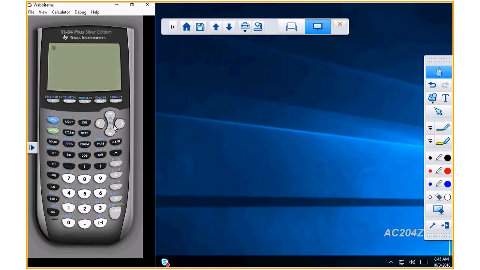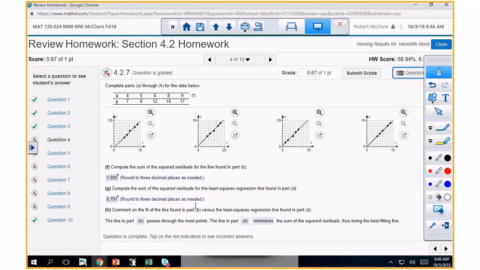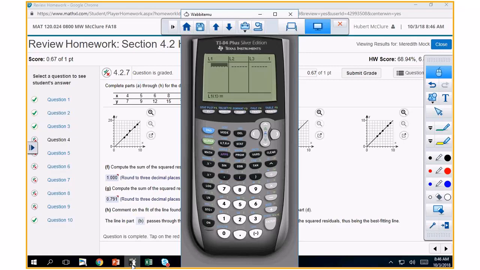We'll probably find another. All right, so we're going to go to stat, edit. Somebody give me the points for x. Did y'all write it down? No, you didn't. So let me pull it up again.